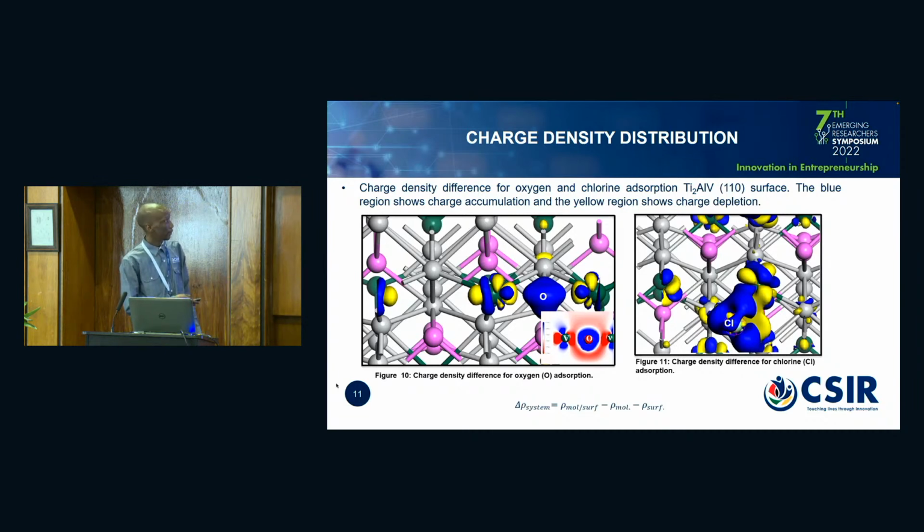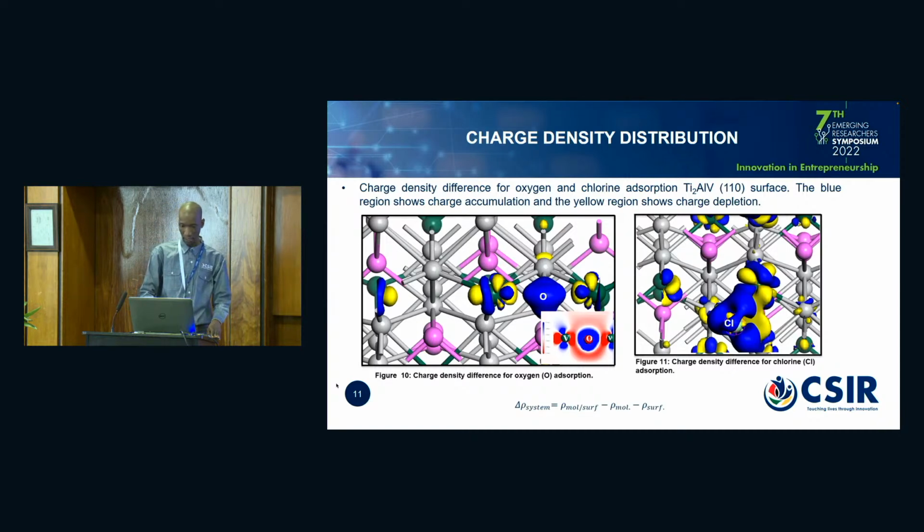Then now, this is our oxygen on the bridge side, and this is our chlorine on the halide site. You see now the yellow region is underneath, so it means now that side has lost charges or has been corroded. And looking at the shape of the charge density distribution around the oxygen, it shows the ionic bonding because it shows a spherical shape on the colored region.